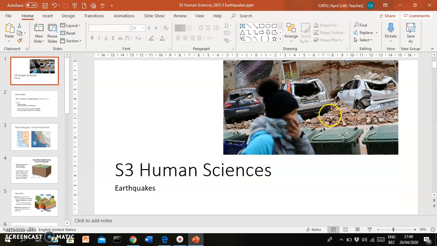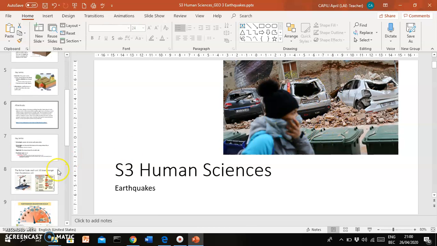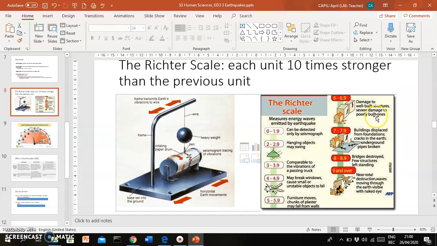Now, if you're talking about something like a magnitude of 5, then you would have the effects of something like the earthquake in Croatia. You would have some damage to buildings, to houses. So that would be something like this. But if you have something like, as you can see here, 7 or 8, we're talking about serious damage to buildings, to houses, to roads, to bridges. Okay?